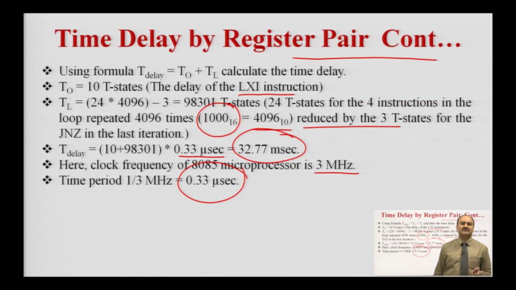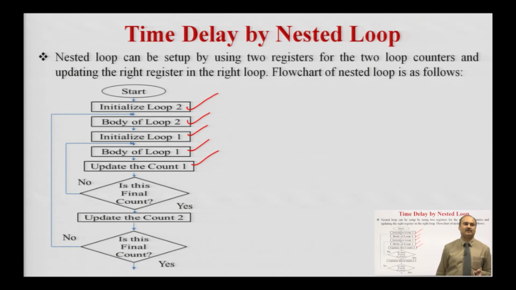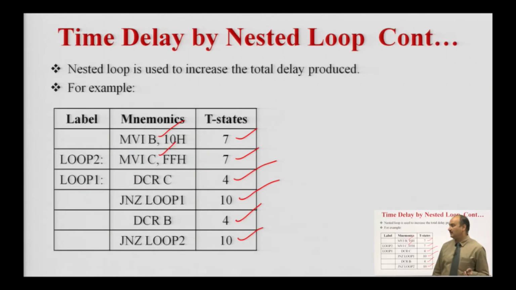Next, a register pair can be used to generate the delay to increase the amount of delay. The nested loop is used to further increase the value of the time delay generated by the microprocessor with the help of the program. This nested loop is nothing but a loop that comes under another loop. So, here the loops can be nested. This is the example of the nested loop.